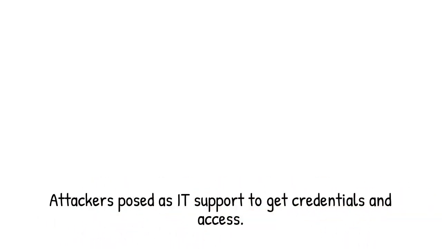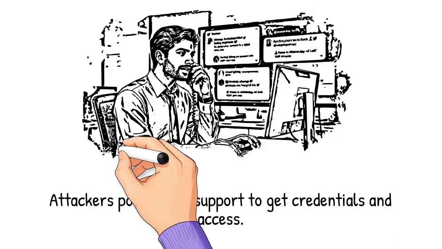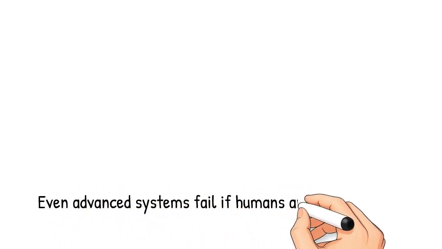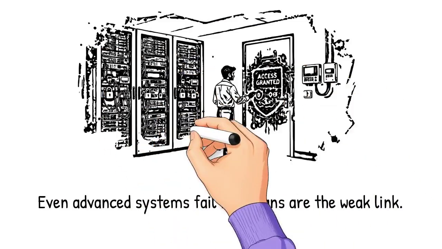The attackers called Twitter employees pretending to be IT support. They convinced them to share internal credentials. Once inside, they accessed admin tools and posted fraudulent messages. This attack proved one thing: even the most advanced systems can fall if the human attack surface is weak.